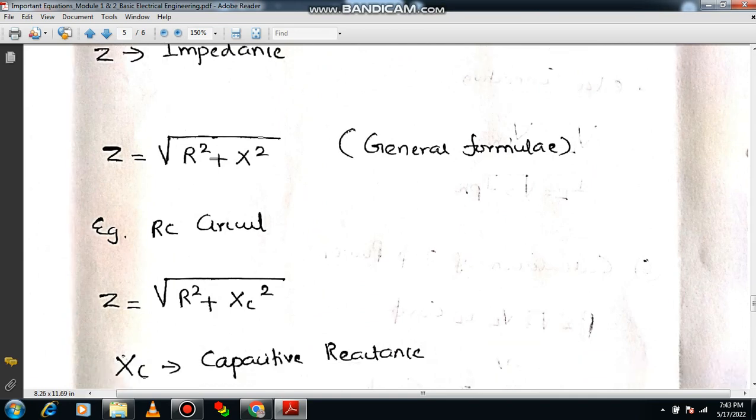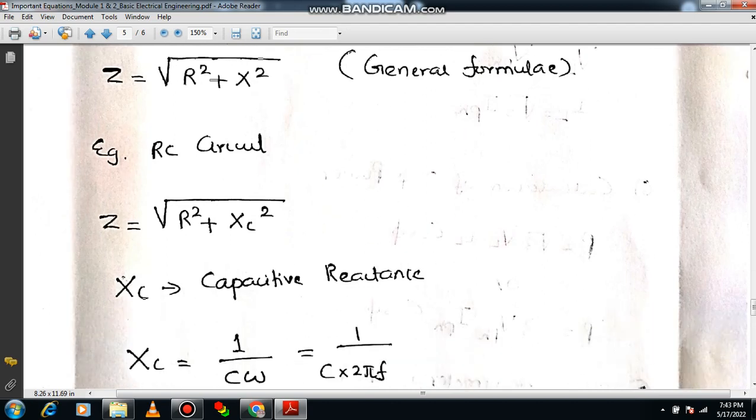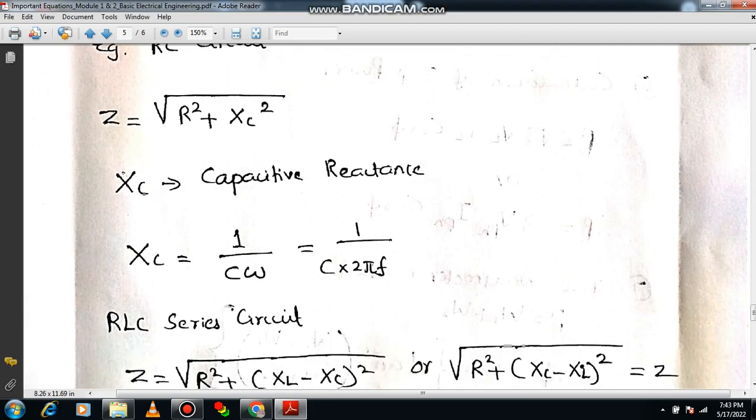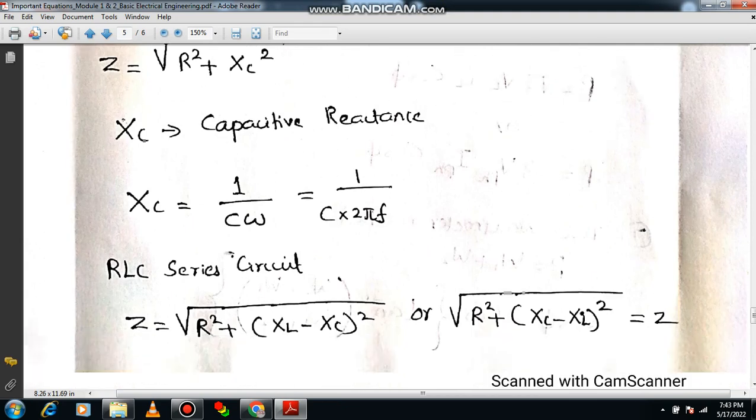Suppose you know R and X, where X means reactance. Then you can compute it using the formula Z equals square root of R square plus X square. This can also be written as a triangle: the base side you take R, the height you take as X, and the hypotenuse should be Z. In the case of an RC circuit, it becomes Z equals square root of R square plus Xc square, where Xc is known as capacitive reactance. So Xc can be written as 1 by C omega, where omega can be replaced with 2 pi f.